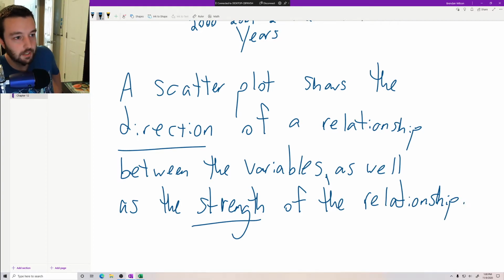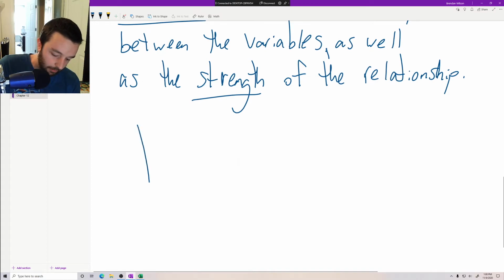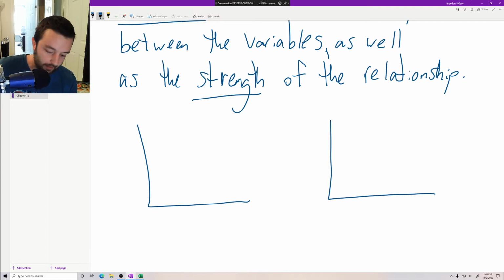So it's basically a good jumping off point. If you see that there looks like there's going to be a relationship, then you can start getting into the nitty gritty of the math and figuring out exactly how strong the relationship is, which we're going to do in 12.3. But with the scatter plots themselves, we can usually get a decent idea.